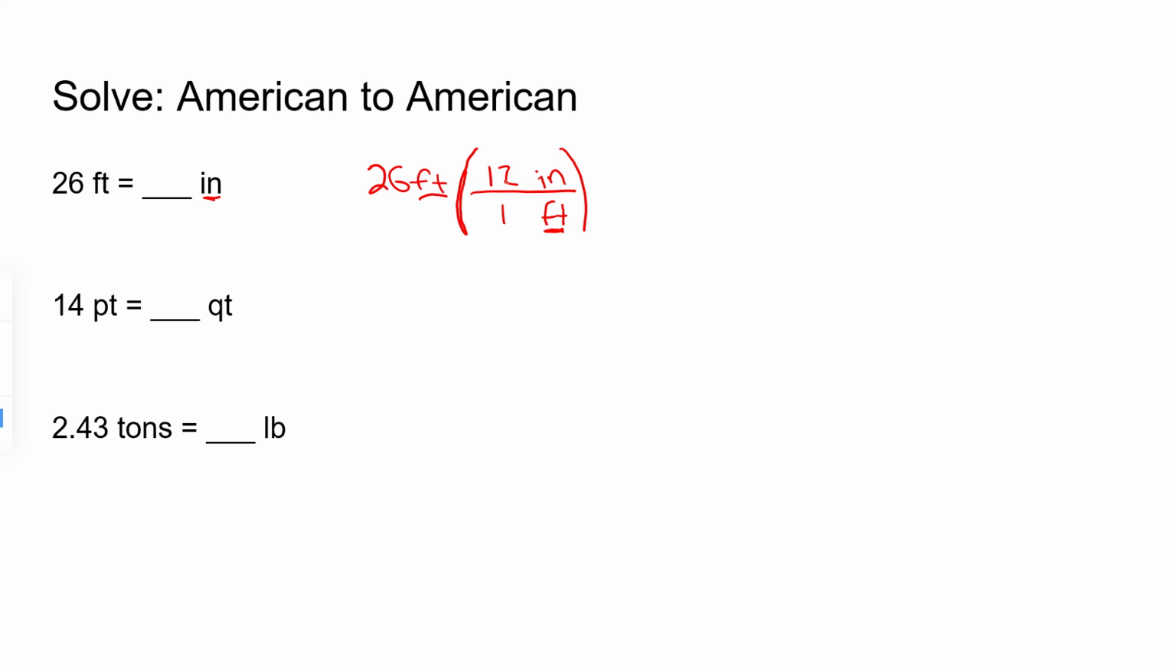26 times 12 divided by 1 keeps the same number. So 26 times 12, when we multiply across the top and divide away the bottom, we're basically dividing away the foot, leaving the inches as our final unit. So 26 times 12 equals 312 inches.